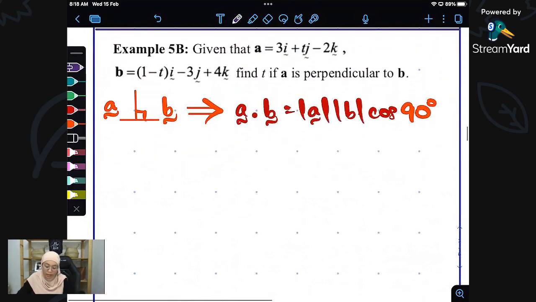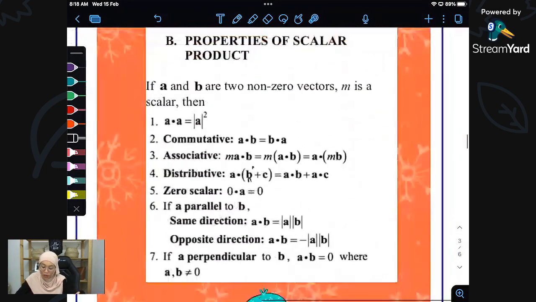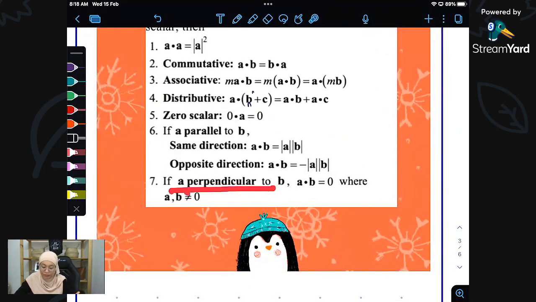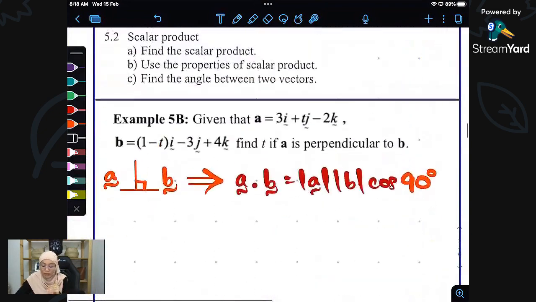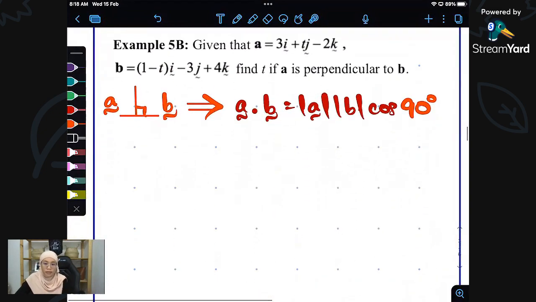We have here, given that vector A and vector B, find T. So T is the unknown where we do not know the value. If A is perpendicular to B. So A is perpendicular to B, we can look here. A is perpendicular to B bermaksud A dot B bersamaan dengan kosong. Itu adalah statement yang betul. This is a property. So we got to use it. The properties. So kalau nak cakap pakai saja, tak seronok lah.